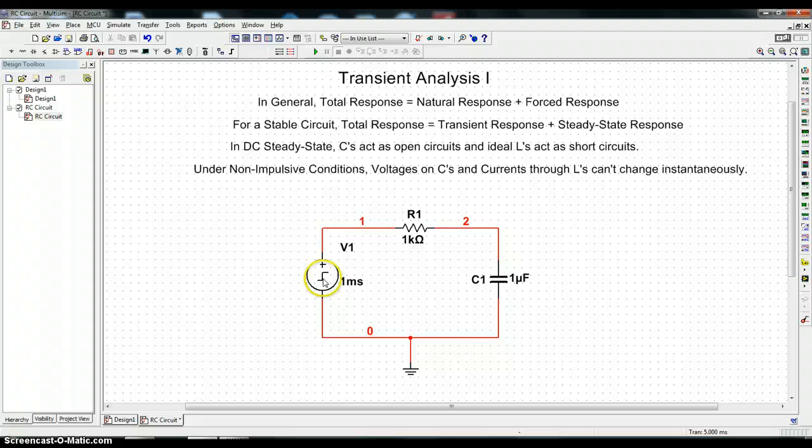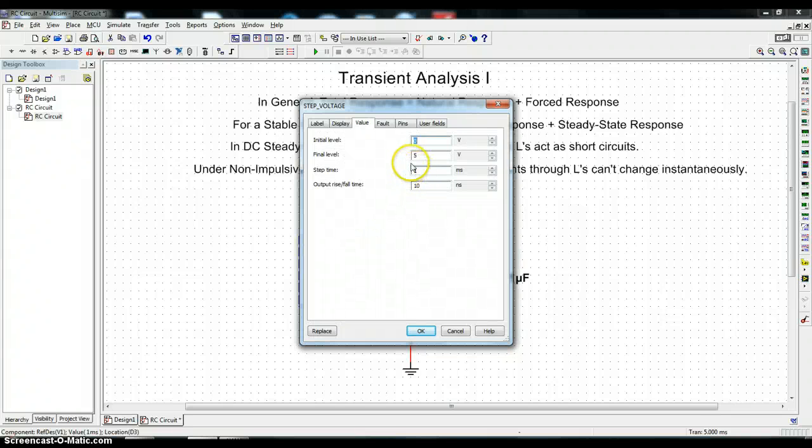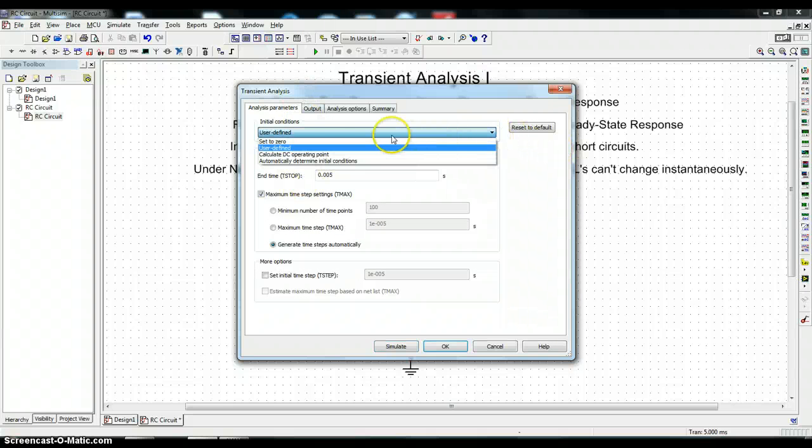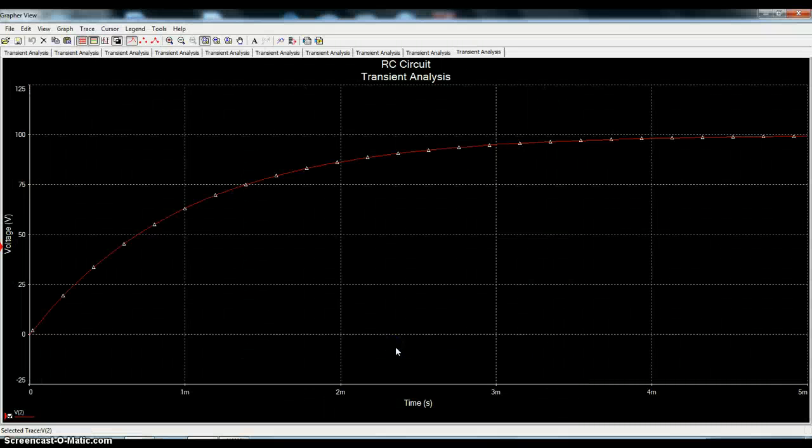Now, a step voltage is a DC voltage that starts at 0 and jumps up at 1 millisecond. Now, in this case, I want it to have the initial level of 0, a final level, let's say 100 again, and a step time of 1 millisecond, output rise, fall time. Really, I want to make that smaller. I want a step time of 1 microsecond. And just go ahead and do an OK on that. And let's do a transient again. But this time, I'm going to go back to set to 0, because the step function doesn't start until t equals 0, and hit simulate again. And once again, I get the step response.